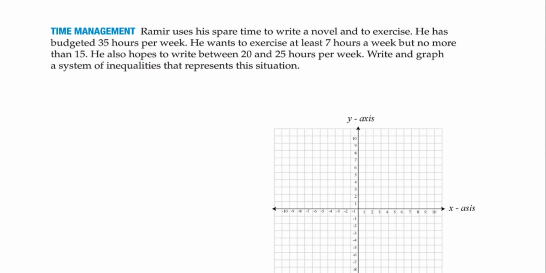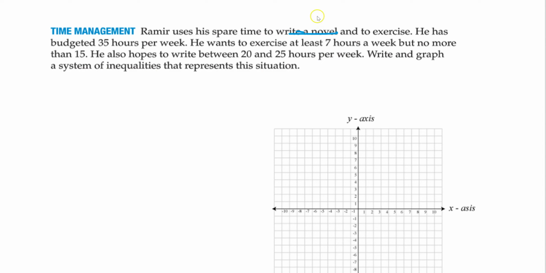It relates to inequalities. Ramir uses his spare time to write a novel and to exercise. He budgeted 35 hours per week. He wants to exercise at least 7 hours per week, but no more than 15. He also hopes to write between 20 and 25 hours per week. Write and graph a system that represents this situation. So we have a couple things going on.